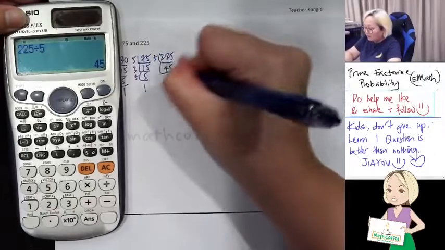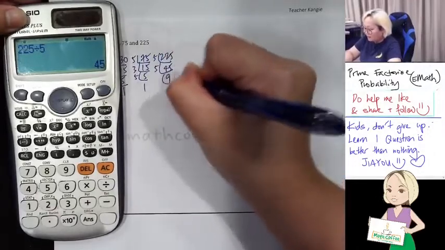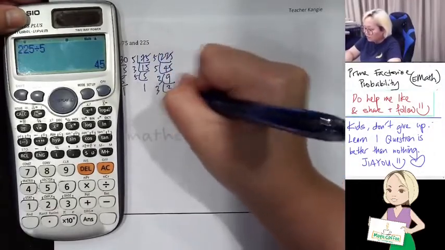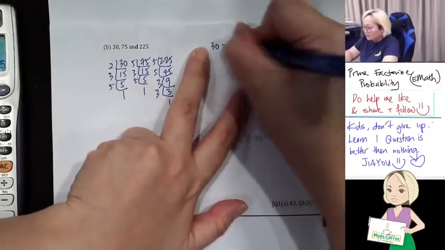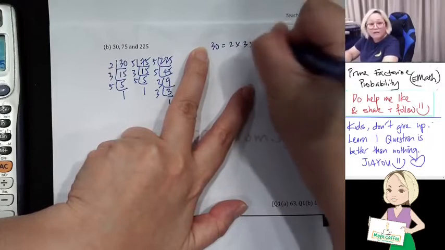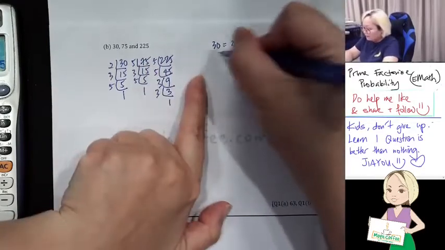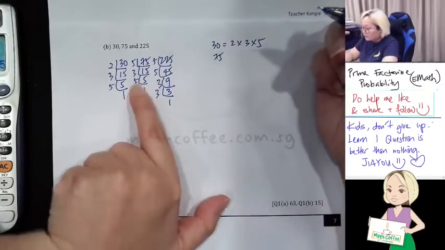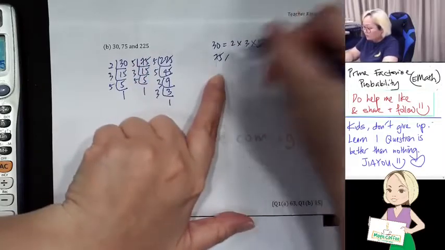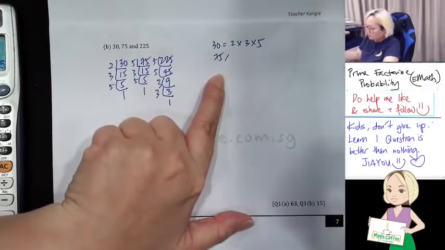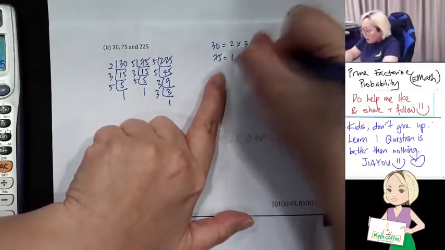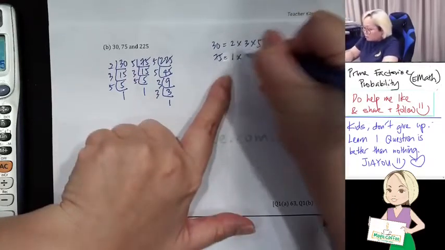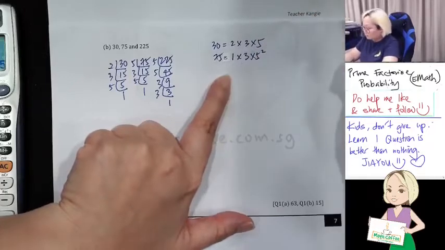45. Divide by 5, 9. Divide by 3, 3. Divide by 3, 1. So let's list down. My 30 is 2 times 3 times 5. My 75, no 2, you see, there's no 2, so I put it wrongly, it's not multiply, put equal. So put equal 1 times 3 times 5 to the power of 2.